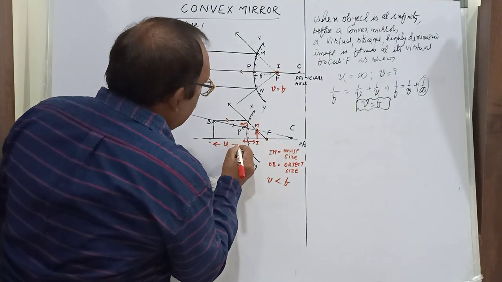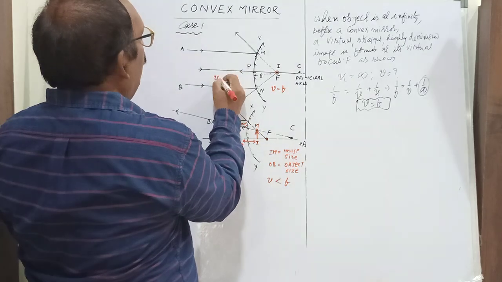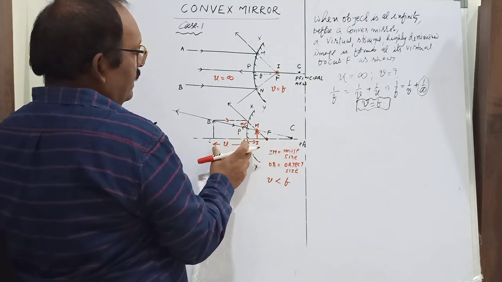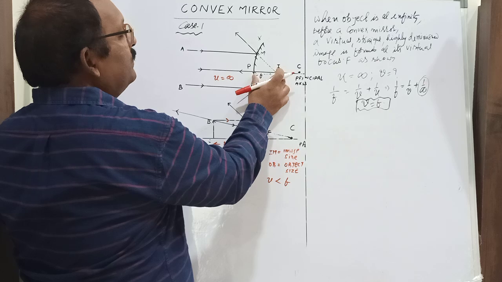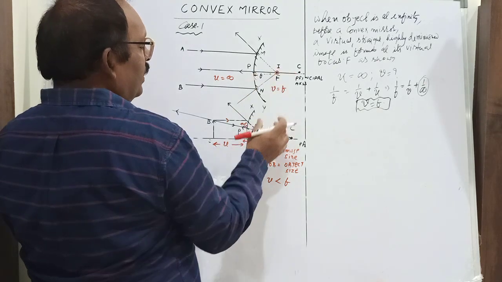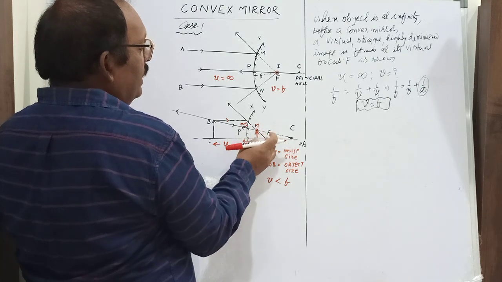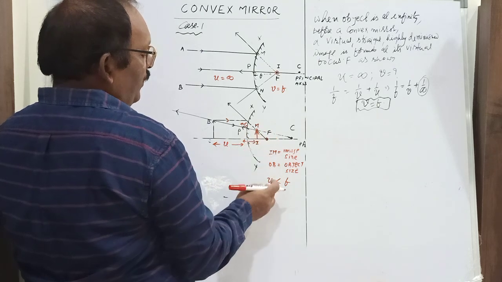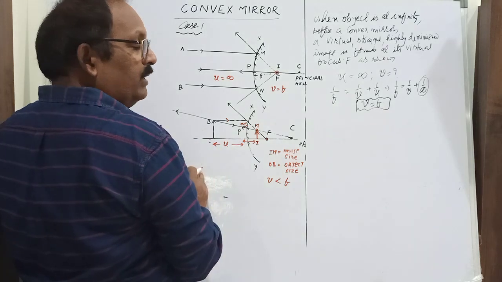U is the distance of the object. Here the U value is infinity. Here the distance of the object is what? Infinity. It is now decreased from infinity to a finite distance. So the distance of the image is now decreased from finite to what? Within the focus. That means the distance of the image from the pole of the mirror is now taken as B. So the distance of the image decreases as the distance of the object also decreases.